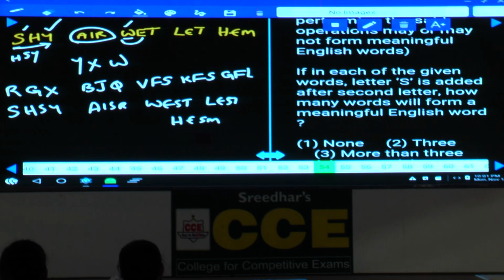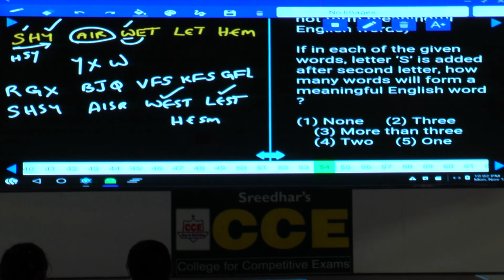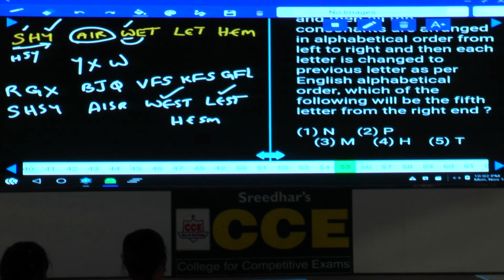Then what is the question we have? Then how many words, meaningful words can be formed? What are the meaningful words that can be formed? WEST is one, and LEST is also a word. Hence two words that can be formed, that is choice 4 is the answer. 54. Then coming to this 55.